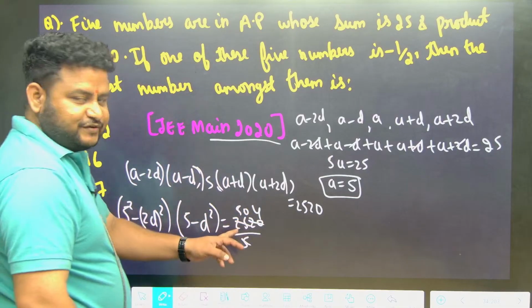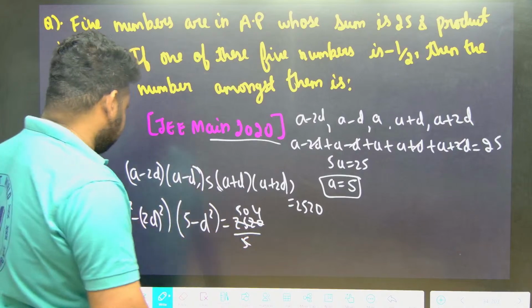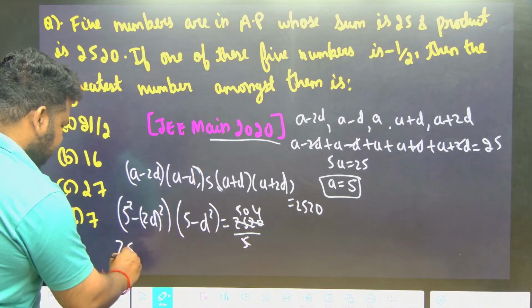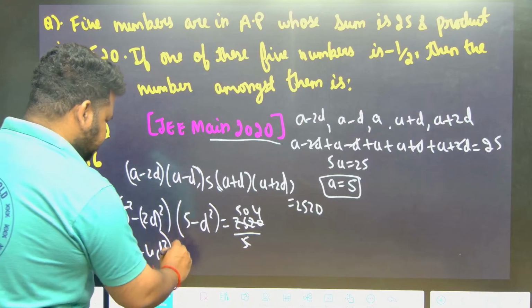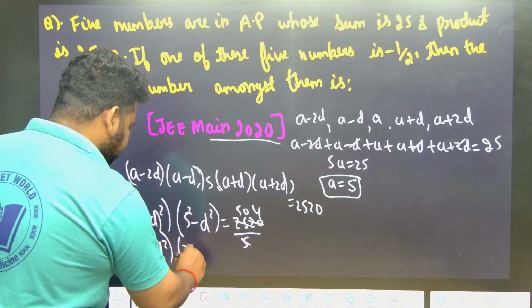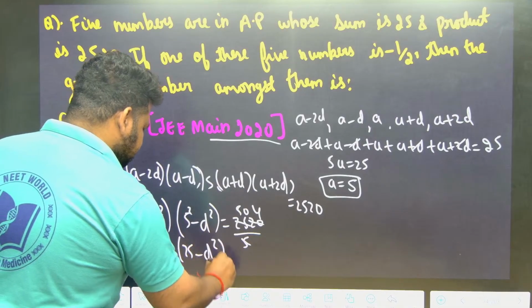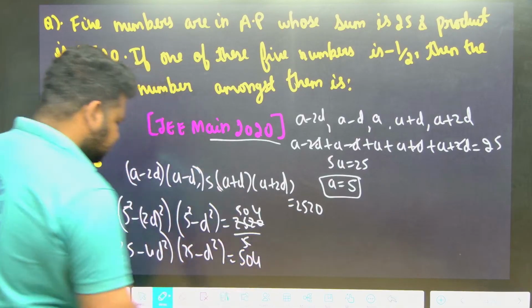Okay, don't write it as 54. You should write 0, 504. So 5 square is what? 25 minus 4d square into what is that we are having? 25, this is 5 square. 25 minus d square is equal to what? 504. So directly we cannot solve this.